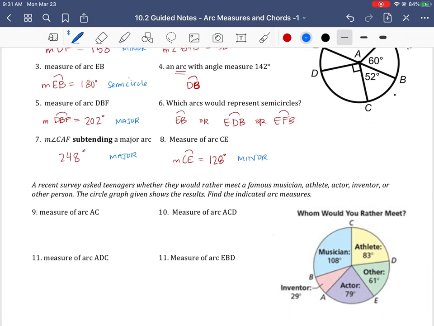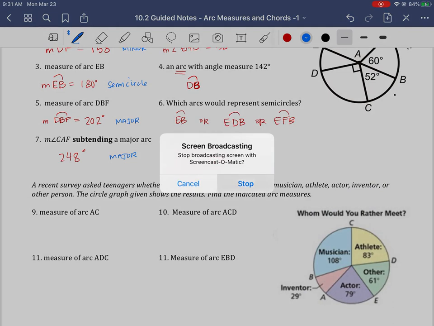If you guys will jump down, maybe try 9, 10, 11, and 12. If you can identify those arc measures, they're giving you the central angles. And then we'll talk more about this one in the next video.